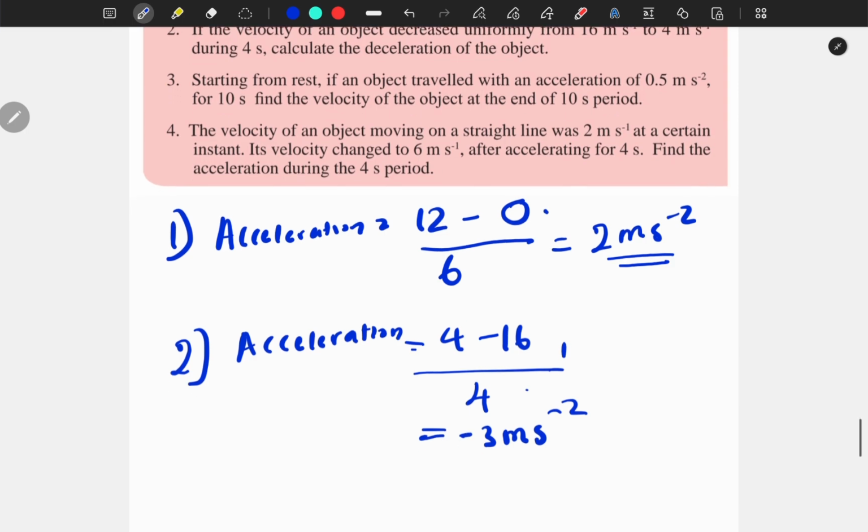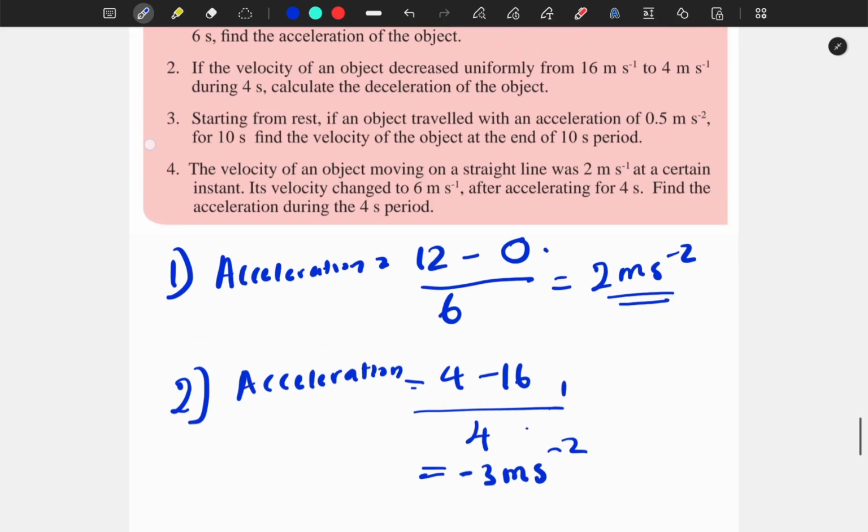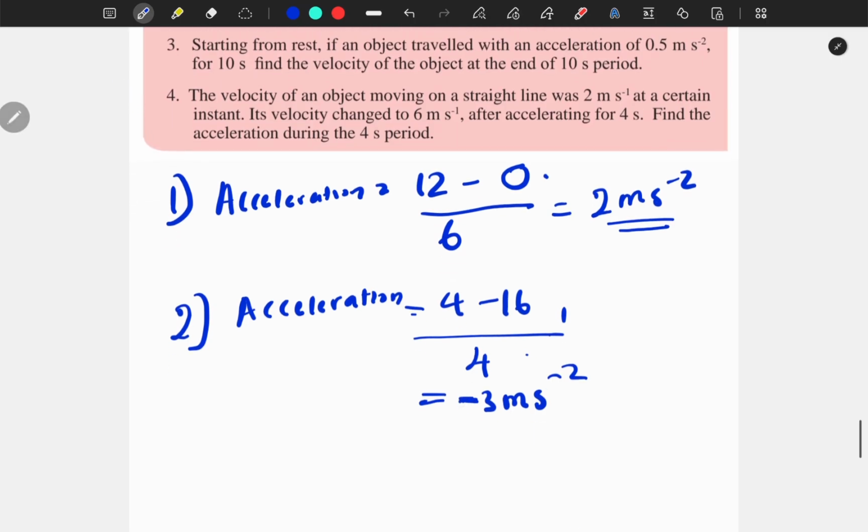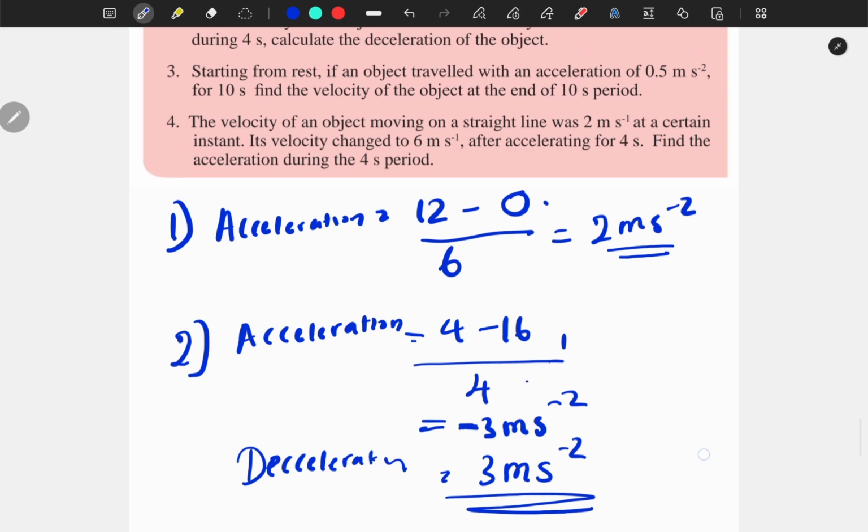Never mind about the calculated final answers, right? Because this is not maths, and I don't want to teach you the maths because it can be done with your calculators too. So focus not only on my answers, but on the concept. Okay, then it becomes minus, that means this is a deceleration, so you can write deceleration equals 3 meters per square second.